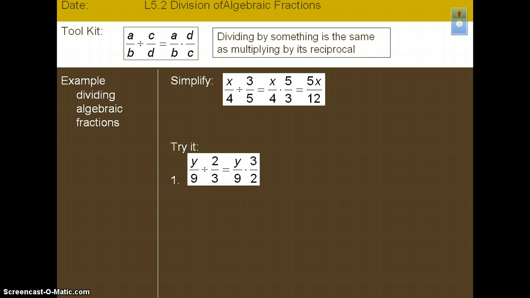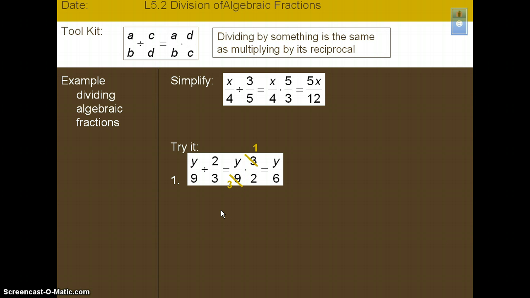Rewriting as multiplication, this becomes y over 9 times 3 over 2. As I take a look here, 3 does not have any common factors with 2, but 3 does have a factor in common with 9. So if we factor out the 3 times, we'd be left with a 1 and a 3, leaving us with y times 1 is y, and 3 times 2 is 6. So our final here is y over 6.